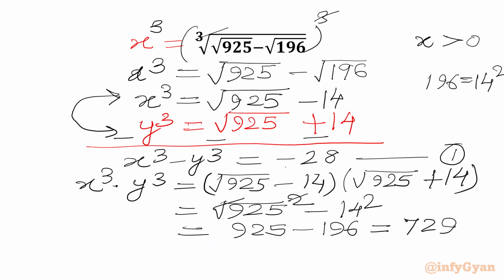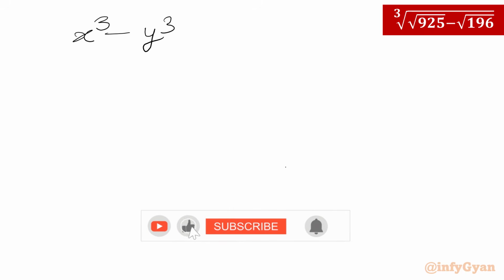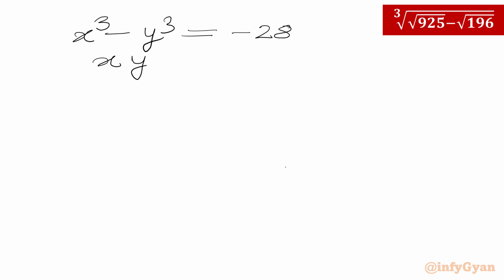And 729 is cube of 9. So in LHS we will be writing xy whole cube. In RHS we will be writing 9 whole cube. For real xy, we will take cube root and we can write xy will be equal to 9. This is our equation number 2. Now we have equation 1 and equation 2. Let me write here x cube minus y cube equal to minus 28, equation number 1, and xy equal to 9.